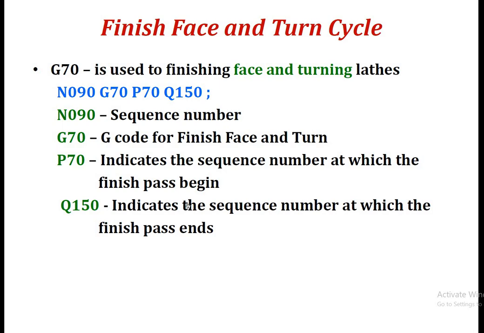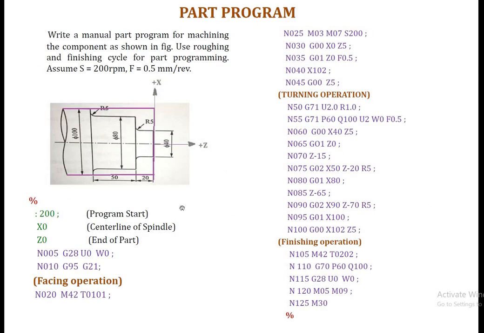The next slide will be for the part program, to understand how to use these cycles in the part program. The cycles we have discussed are the rough turning cycle, the rough facing cycle, and the finish turn and facing cycle. How do we use these cycles in the part program? I have chosen one example. Write a manual part program for machining the component as shown in the figure.